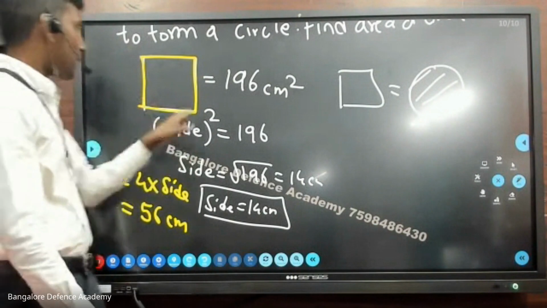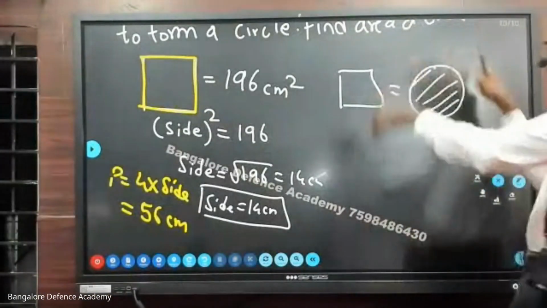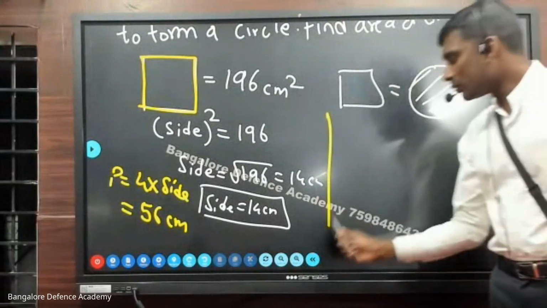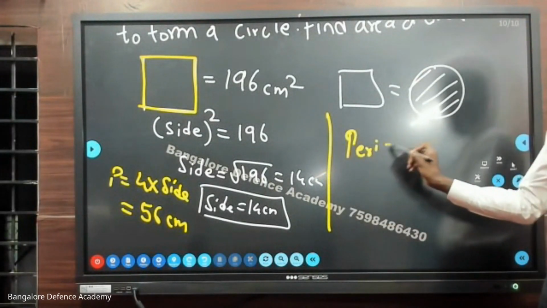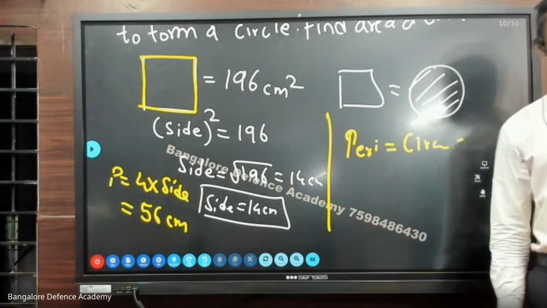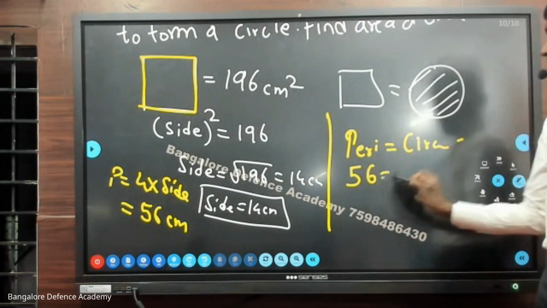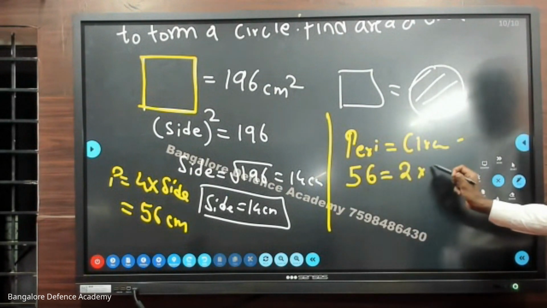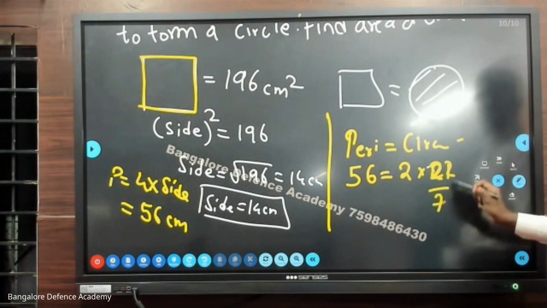Is it understood? I cut this wire, and this wire I am taking and making into a circle. So what I do now, I have to keep this in mind. Perimeter of the circle is equal to the circumference of the circle. What is the perimeter I got? 56. What is the circumference? 2 pi r. That is 2 into 22 by 7 into radius.